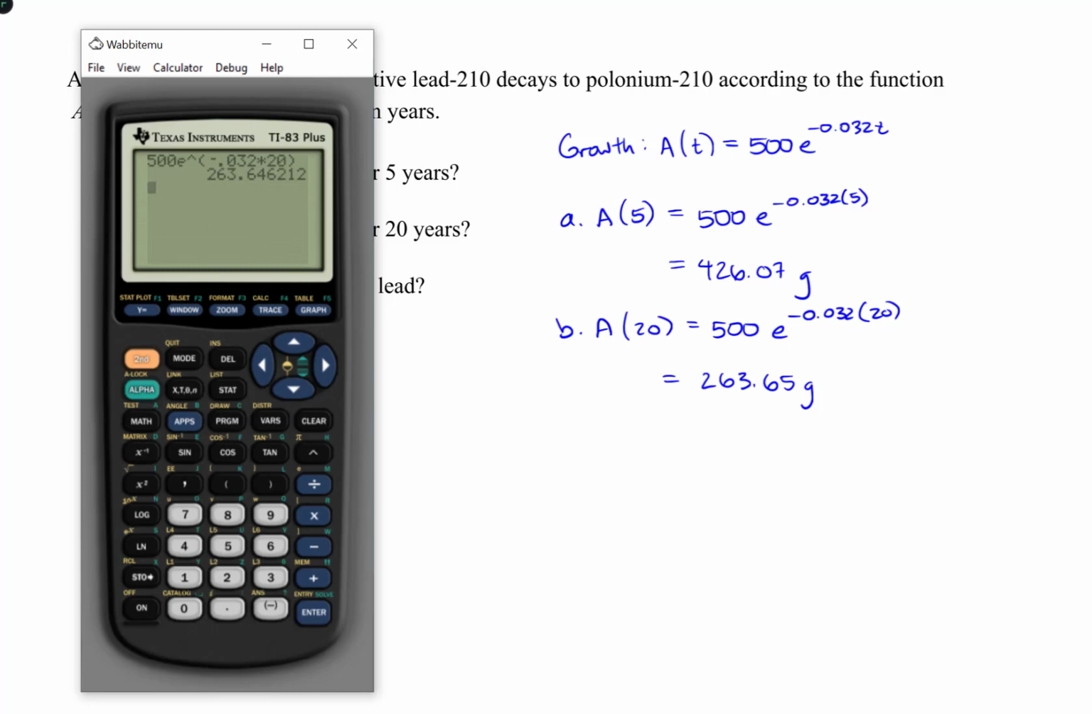Now, the estimation that we made, since it's 4 times the amount of time, and there was about 75 grams taken away after the first 5 years, then there should have been about 300 grams taken away after 20 years if the decay was linear. And so 500 minus those 300 grams would put us at around 200 grams remaining. But the thing is, the change isn't linear. It is exponential, so the rate changes as time goes on. That's why not as much decayed away as we expected.